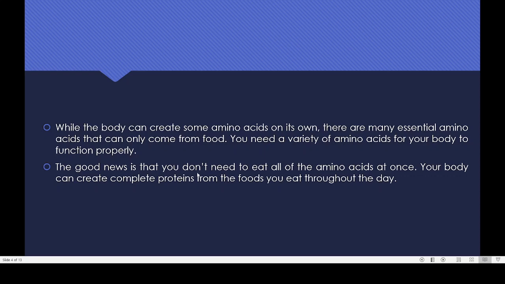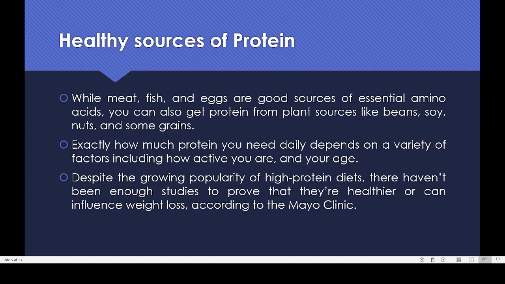A good news is that if you don't eat all amino acids at once, your body can create complicated proteins from food that you eat throughout the day. That is one capacity of our body. Our body has a capacity to form different types of protein based on the amino acids which are available, and our body also has some capacity to convert one amino acid into another amino acid. That is a unique capacity of the body.